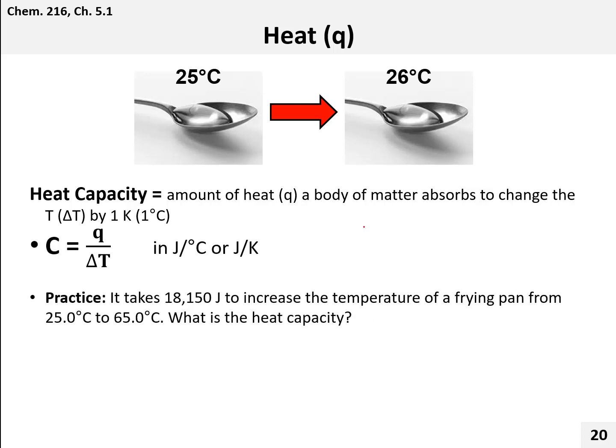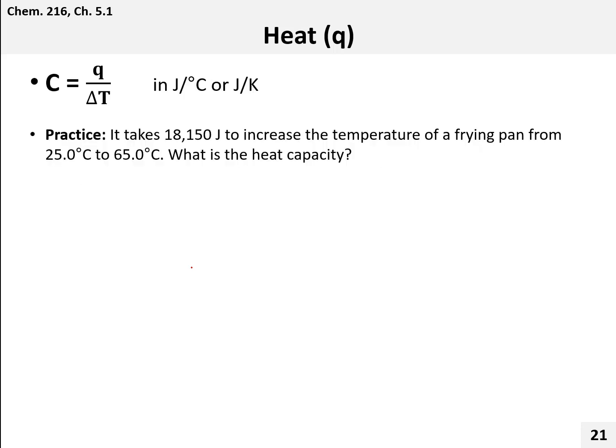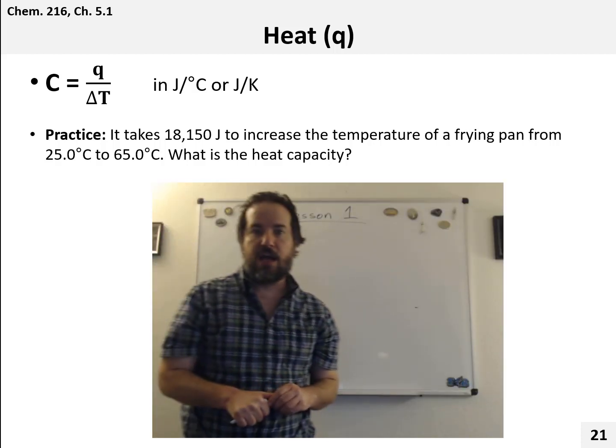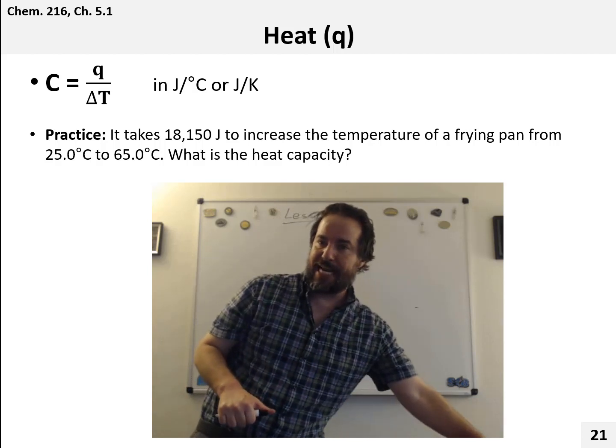All right, so by the way, heat capacity is represented by a big C, and it's equal to the amount of heat, Q, over delta T. And so heat capacity can either be in joules per degree C or joules per Kelvin. Either one will give you the same answer. All right, so let's say we're told it takes 18,150 joules to increase the temperature of a frying pan from 25 degrees C to 65 degrees C. And we're asked what its heat capacity is.